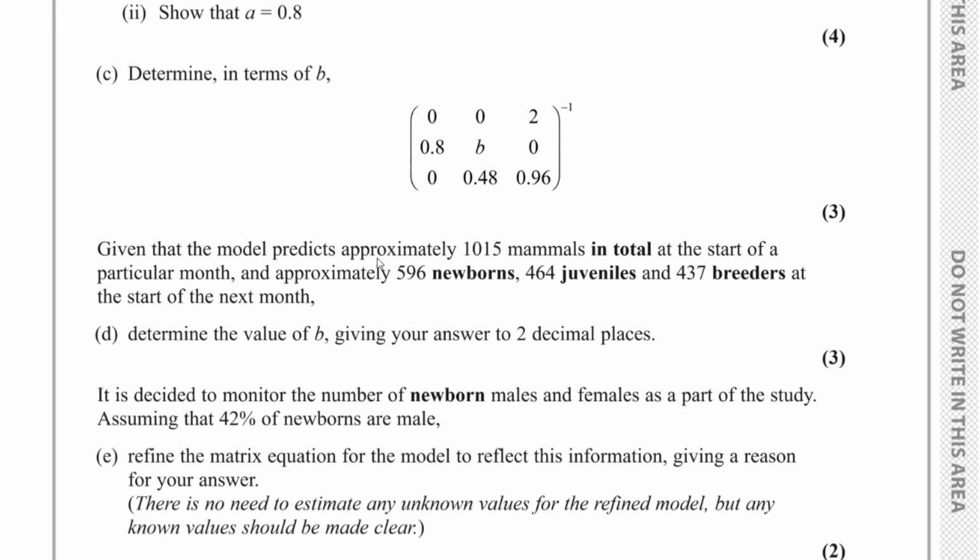Given that the model predicts approximately 1015 mammals in total at the start of a particular month, and approximately 596 newborns, 464 juveniles, and 437 breeders at the start of the next month, we have to determine the value of B, giving an answer to 2 decimal places.